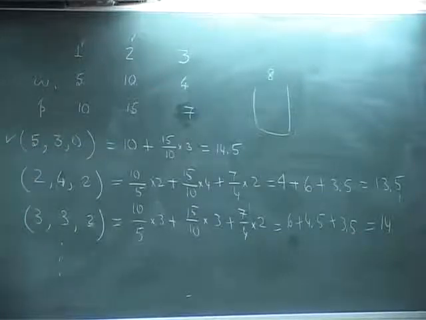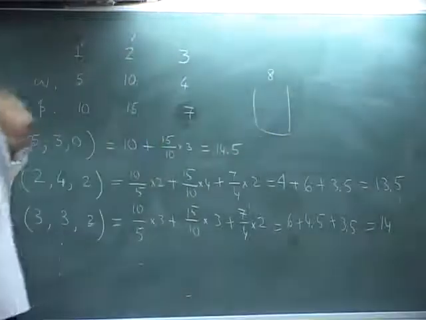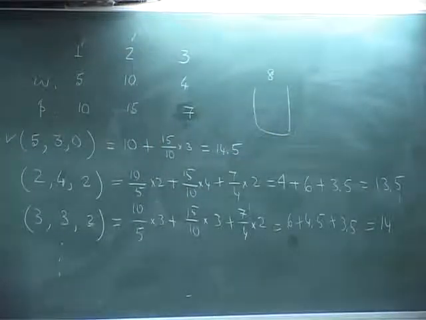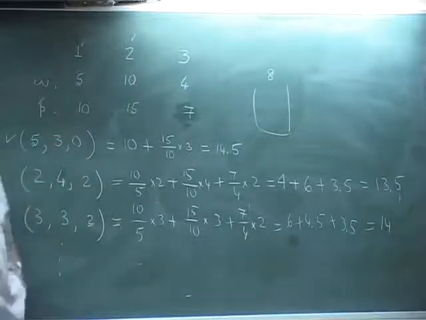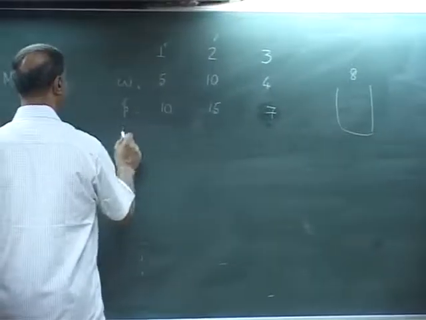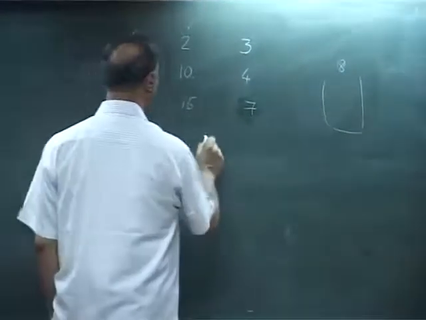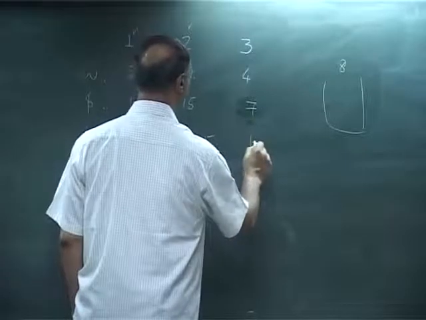But what should be the best possible way to select, so that my bin is full and I earn the maximum profit? One possibility is this: here we have considered weight as a factor. Weight is related to my profit, so I should obtain the per unit profit. Let us find the per unit profit, that is P by W. So it is 2, it is 1.5, and this is 1.75.